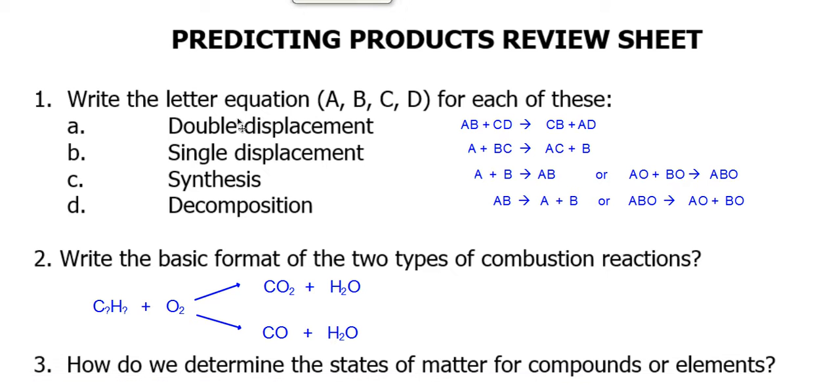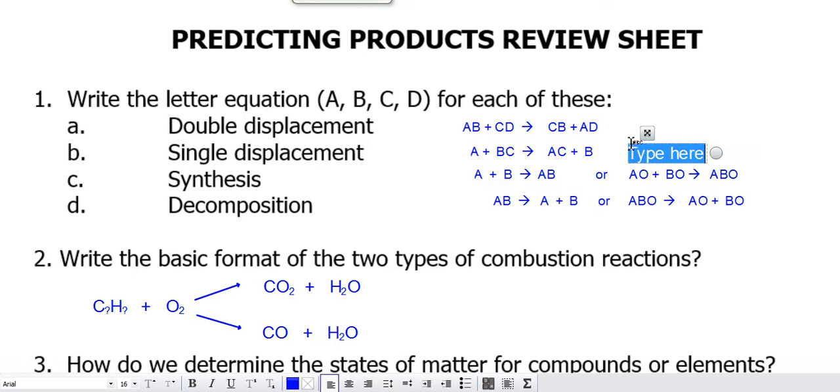So the first question was write the letter equation for each of these types of reactions, which we've seen dozens of times. Double displacements, when you have a metal and a non-metal, a metal and a non-metal, and you're switching the metals around so that they end up with the oppositely charged ion that they're not currently paired with. Single displacement, we have a single element that's replacing one of the other single elements. If it's a metal, it might replace a metal. If it's a non-metal, it might replace the non-metal.